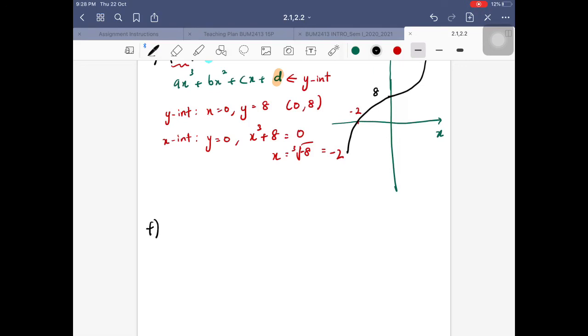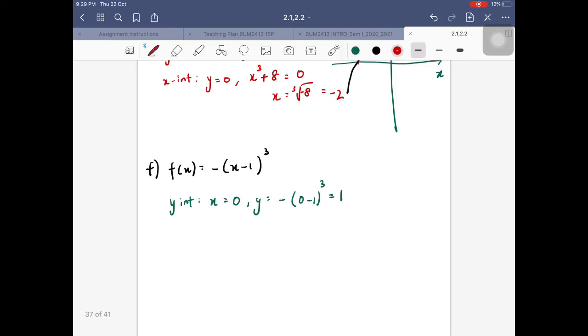And so you can have another cubic function, but now it's going to be negative. I have f of x is equal to negative (x minus 1) to the power of 3. But the idea is still going to be the same. First, I'm going to find the y-intercept. So when x is equal to 0, what happened to the function? I'm going to have negative (0 minus 1) to the power of 3. So I will get negative 1 to the power of 3 is going to be negative 1, negative, negative. So it's going to be a value of 1. So that is going to be my y-intercept. So the y-intercept is going to be at (0, 1).